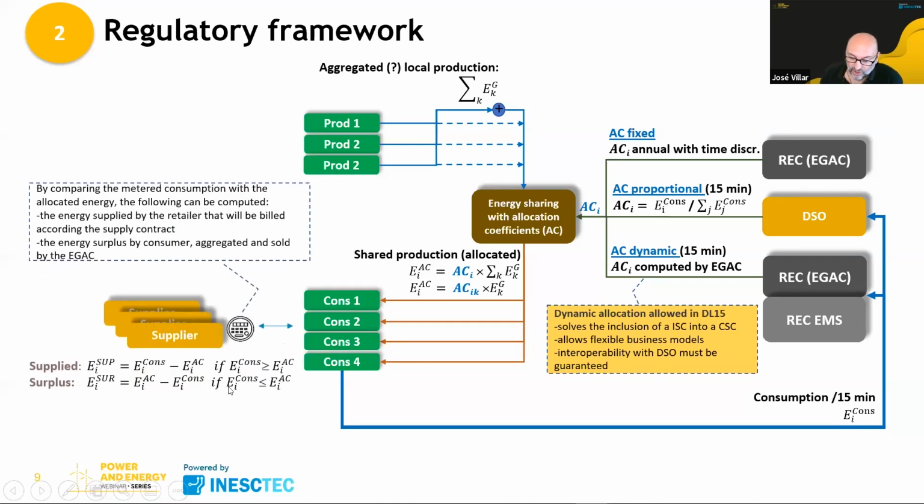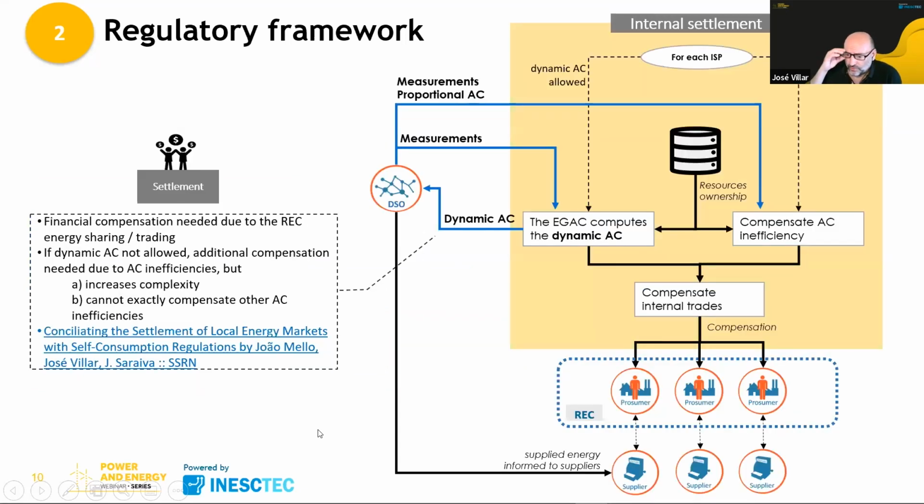With this allocation, then the suppliers can know if they have to supply energy or if there is a surplus. In case the energy allocated is lower than the consumption, there is energy supplied by the suppliers, and otherwise there is a surplus. Finally, just from my side, a word on the settlement, and this comes from the fact that initially the dynamic coefficients were not allowed. So what does this internal settlement in the community need? This means that in case there are no dynamic allocation coefficients allowed, there is a need to compensate these inefficiencies of the coefficients, and this compensation unfortunately cannot be exact. Sometimes there is a surplus, sometimes there is a deficit.